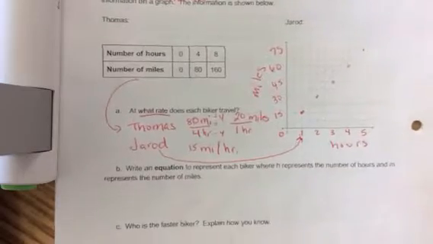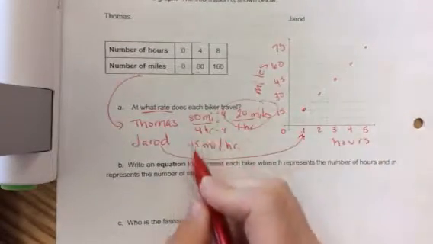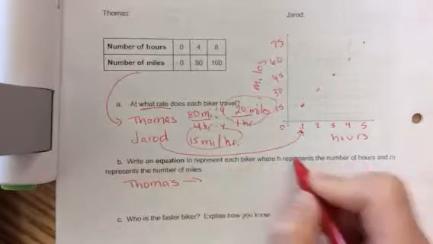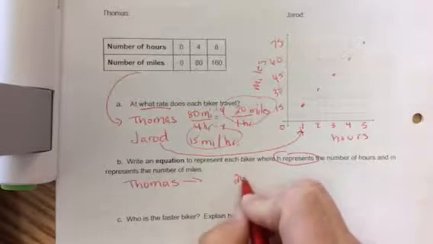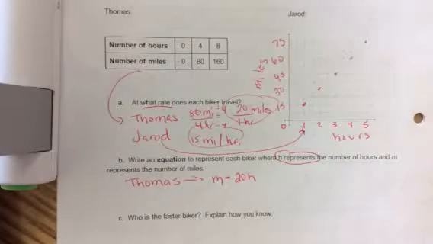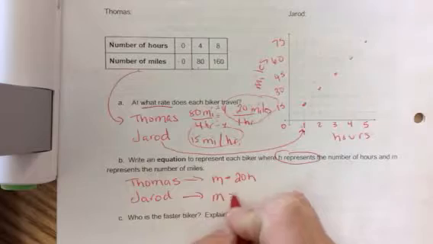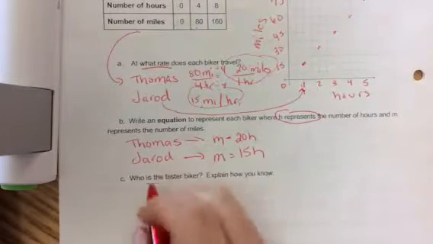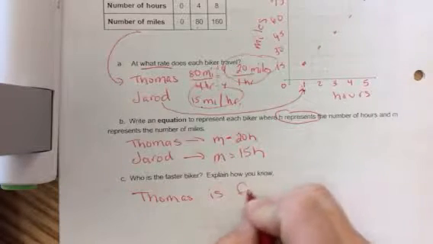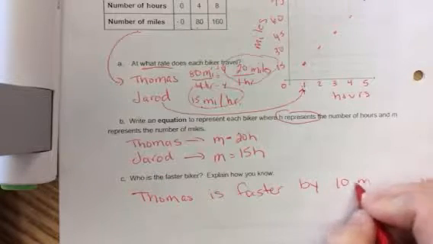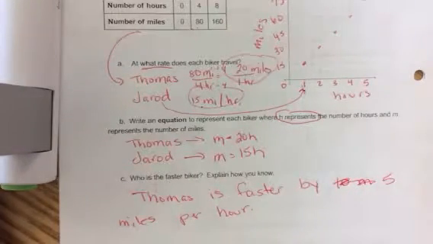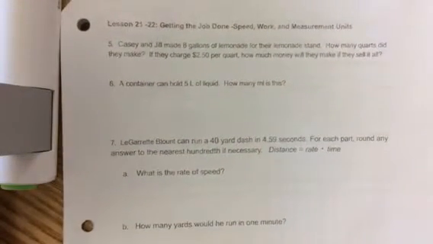We spent a day writing equations because we struggled with that, and we talked about how we could use the unit rate, which is right here, to write an equation. So your unit rate for Thomas was 20 miles per hour. We must use the variable h for hours. So for every 1 hour, Thomas goes 20 miles. There's your equation. What about Jared? Again, Jared goes 15 miles in 1 hour. Who's the faster biker? The person that goes farther in an hour. So Thomas is faster by 5 miles per hour. Okay? The next one, number 5, has to do with measurement and distance, rate, and time. You need your reference sheet probably.